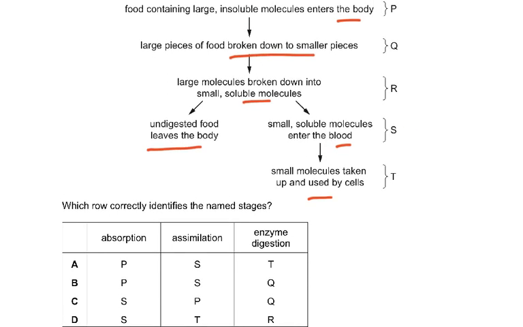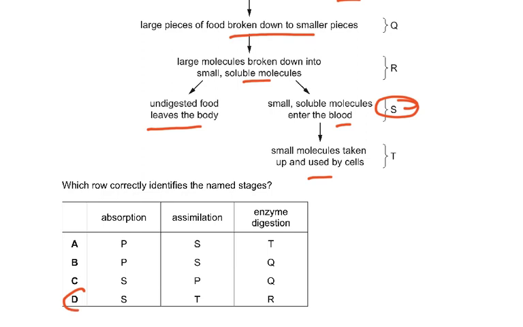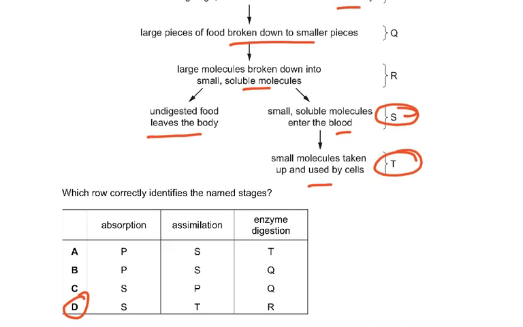Absorption is when food enters the blood. Assimilation was the use. Assimilation is small molecules taken and used by cells. And enzyme digestion was large molecules broken down into small soluble molecules.